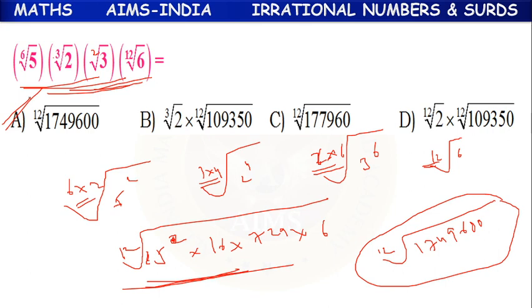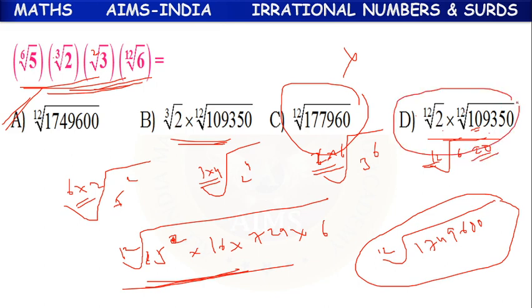As it is a multi-correct answer, there may be possibility of another answer. B, we have to cross check. C, 12th root, wrong. D, both of them 12th root. So 2 we have to multiply. In the beginning number 20 will come. So it is also wrong. D option is wrong.